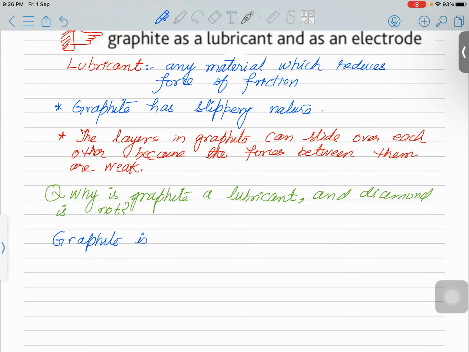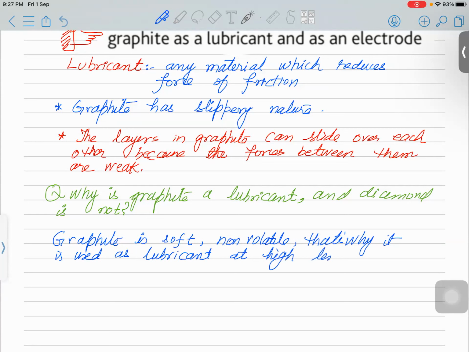So the answer is graphite is soft and non-volatile, that's why it is used as a lubricant at high temperature.